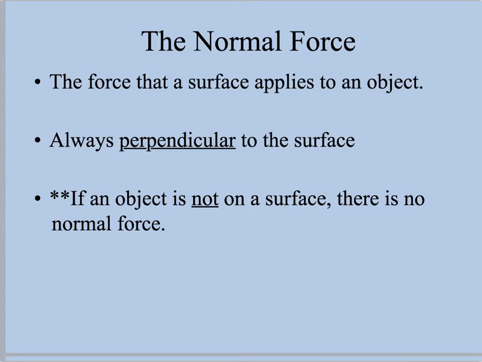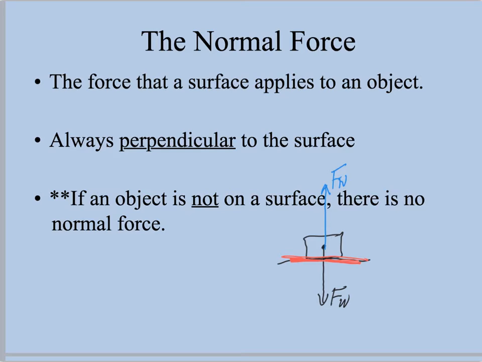Now, normal force is the force that a surface applies to an object. It's always perpendicular to the surface. So let's go back to our box. We have a box, it's sitting on the table. We know that weight pulls this way. That's the force of weight. Well, the normal force is always perpendicular to the surface. Here's the surface, so we would say it's 90 degrees to that. So we would draw our normal force vector directly opposite. And we would label it F sub n. That just means normal force.